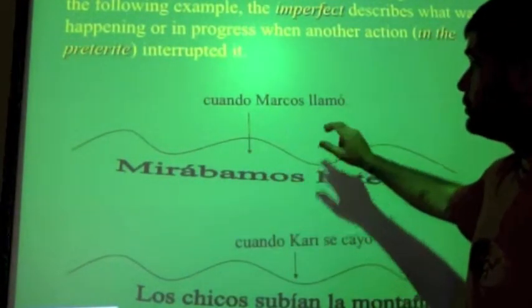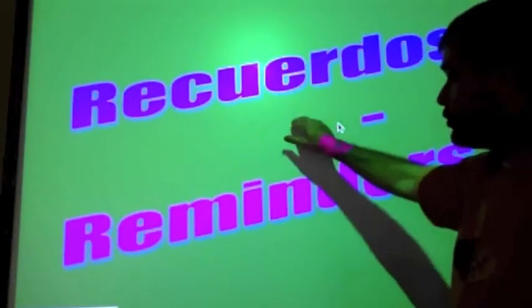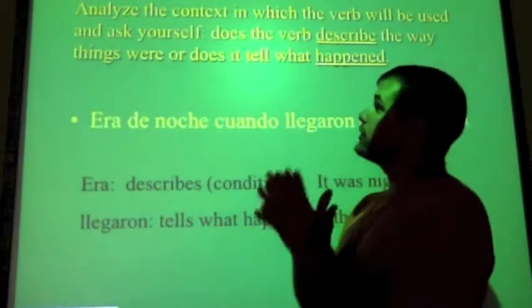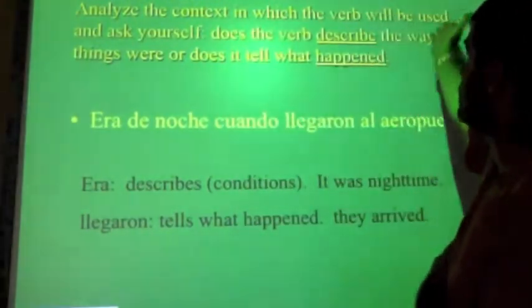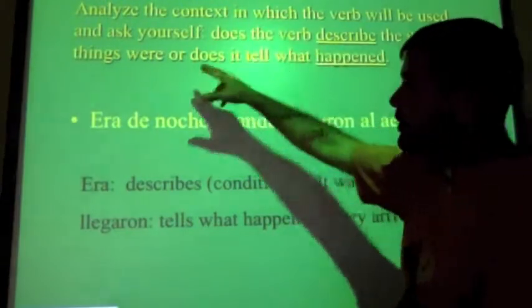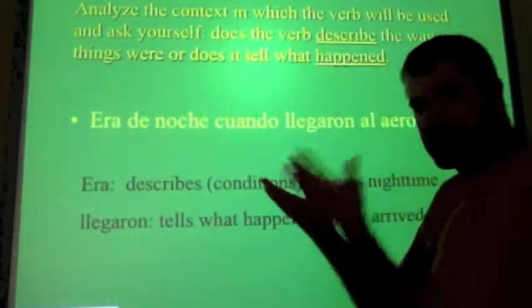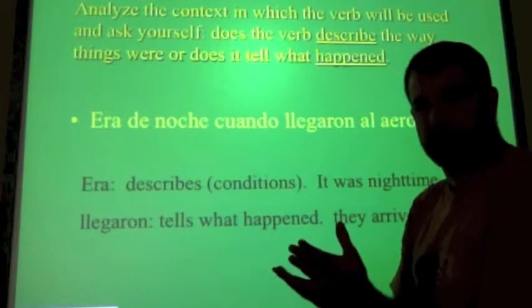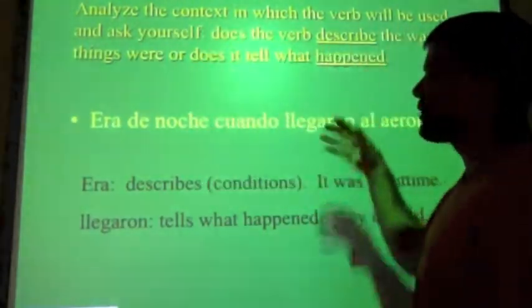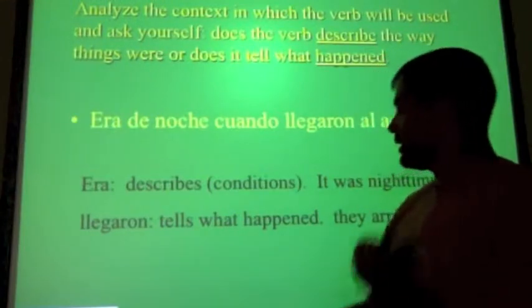All right. Now, unos recuerdos, some reminders. First, please analyze what you're wanting to say, the context in which the verb will be used, and ask yourself, do I want to describe the way things were, or do I want to tell exactly what happened, something that's completed? Describing the way things were is in the imperfect. Describing what happened or took place is in the preterite tense.